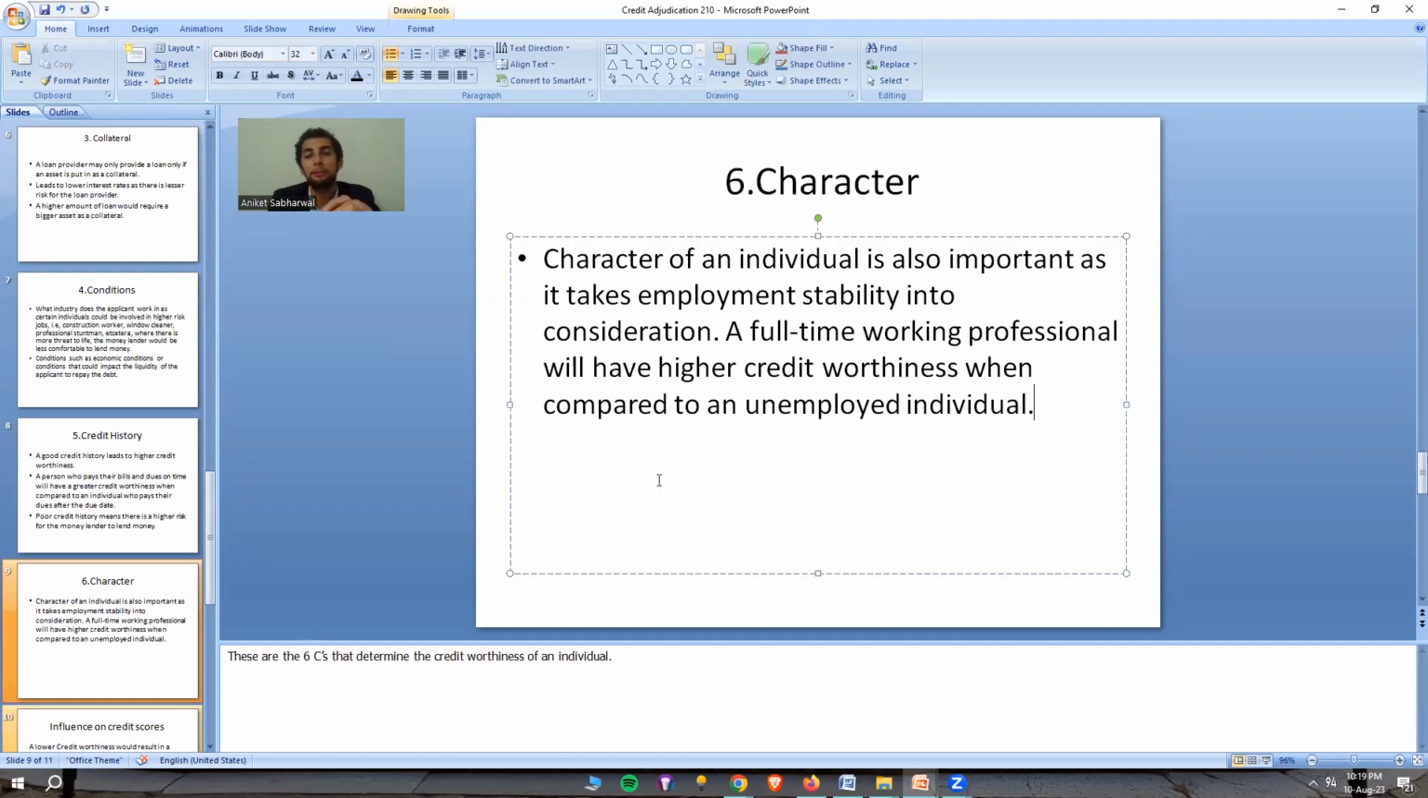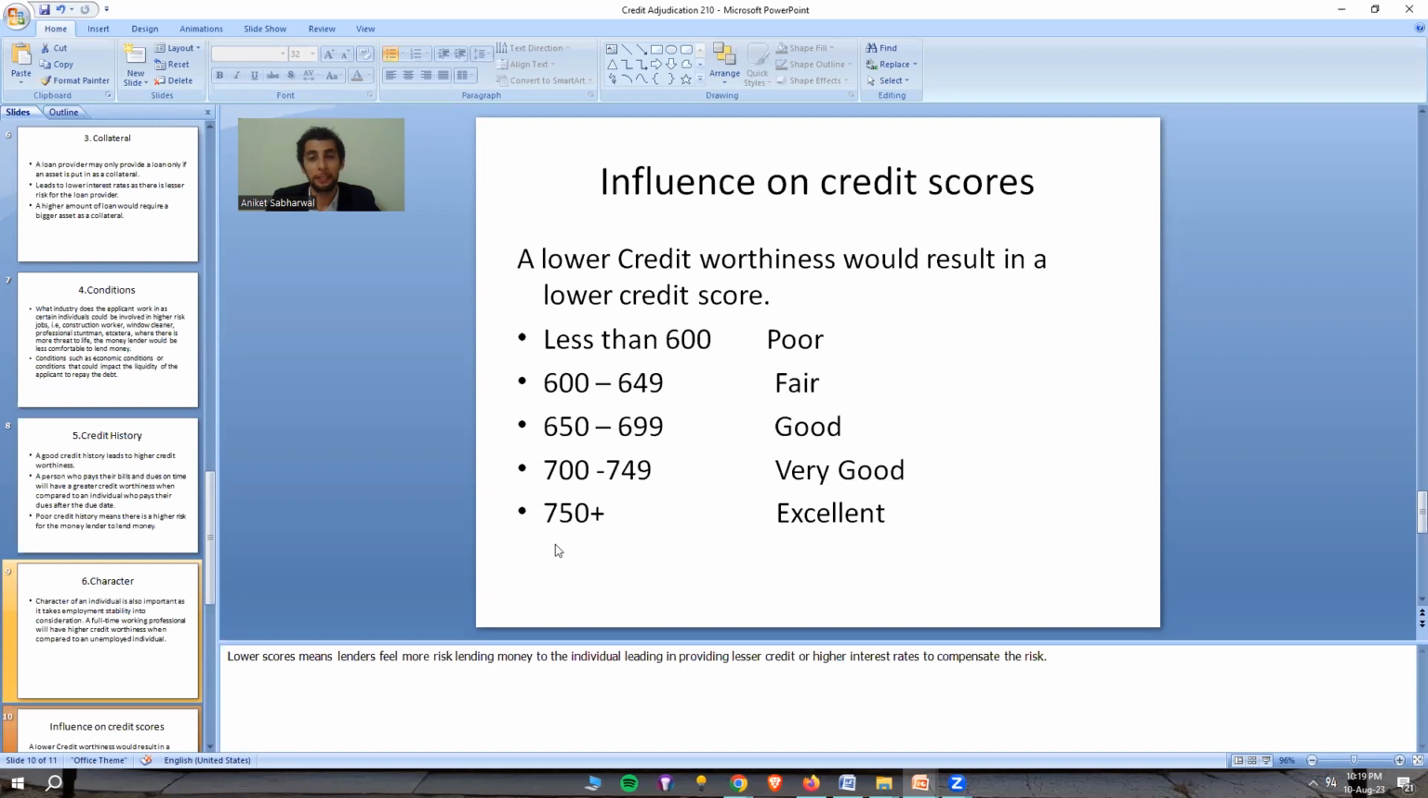Character. Character of an individual is also an important factor which determines the creditworthiness of an individual, as it takes employment stability into consideration. A full-time working professional will have a higher creditworthiness when compared to an individual who is unemployed. Influence of creditworthiness on credit scores. A lower creditworthiness would result in a lower credit score. Less than 600 is considered to be poor, whereas a score greater than 750 is considered to be excellent.